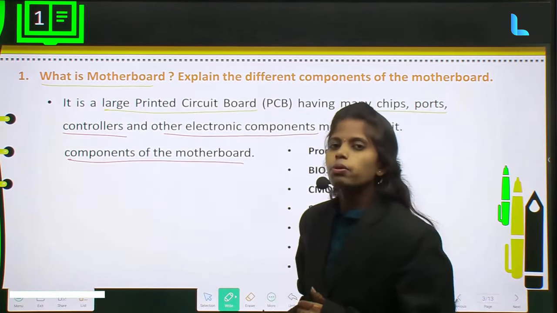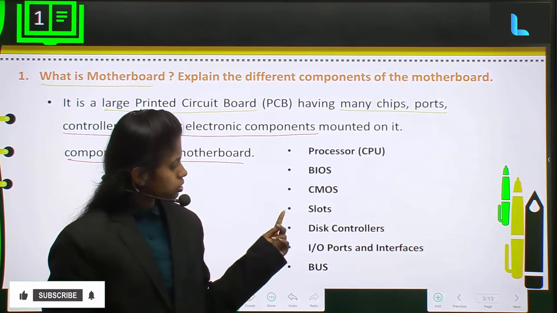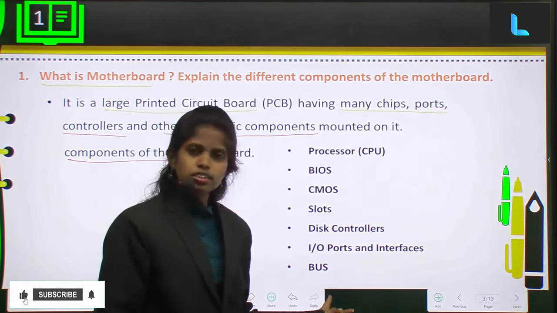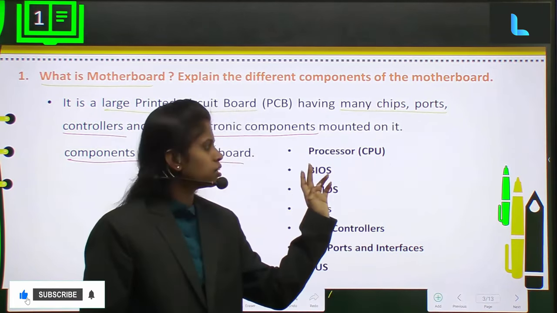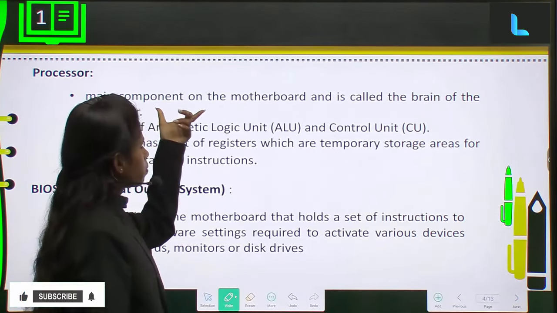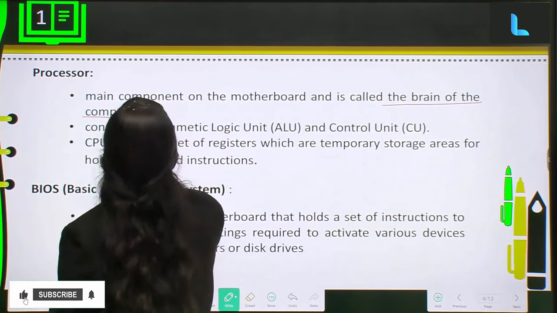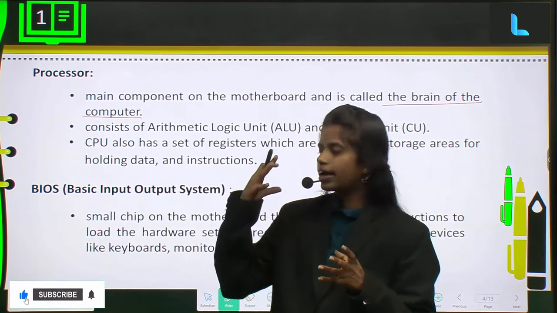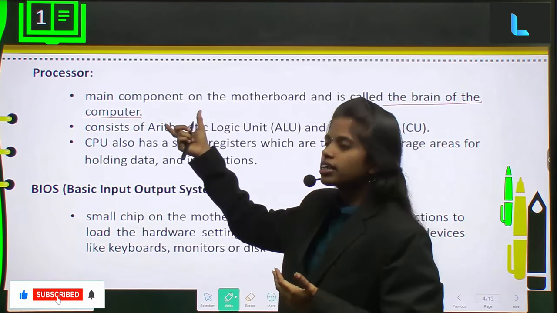Under the components you have processor, BIOS, CMOS, slots, disk controller, IO ports and interfaces, and bus. First you should list out the components. After listing, you should explain each and every component there. So what is the first component? Processor. So what is a processor? It is a main component on the motherboard, and this is called the brain of the computer. Every time you write, you just underline some of the points so that they look highlighted for the person correcting your paper, because this is the main definition of the processor.